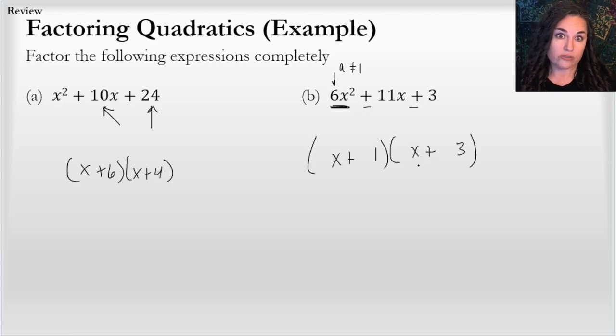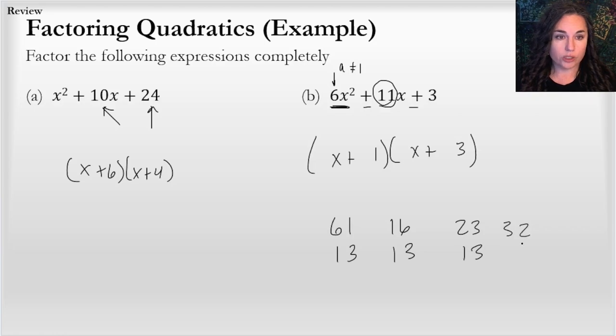So what factors of 6, when it multiplies by 1 and 3, gives me this result of 11 in the middle? There's a couple of options, right? You have 6 and 1 and 1 and 3, or 1 and 6 and 1 and 3, 2 and 3 and 1 and 3, or 3 and 2 and 1 and 3. So you see all the possible combinations that go in here, and you're going to identify the one where they multiply together and then add to 11 in the middle.